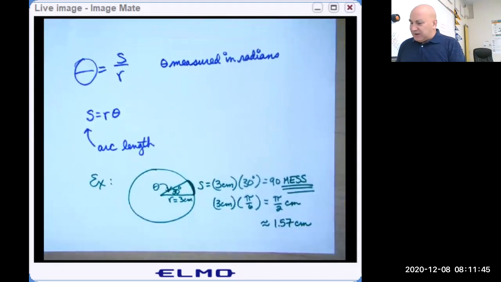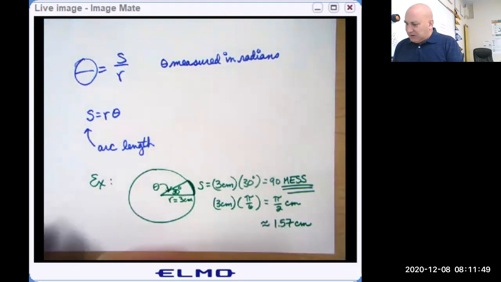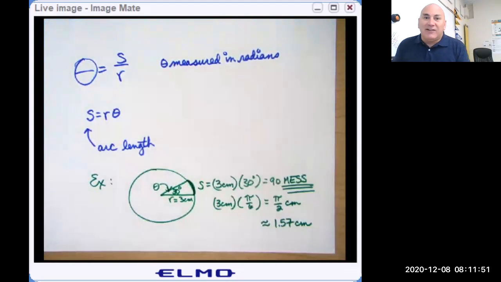Now, as I said, an angle theta is measured in radians. Radians don't really have units because think of it as arc length divided by radius. Those are both lengths. A length divided by a length is a ratio. The units cancel. So there's no units to speak of. Radians are really a ratio.